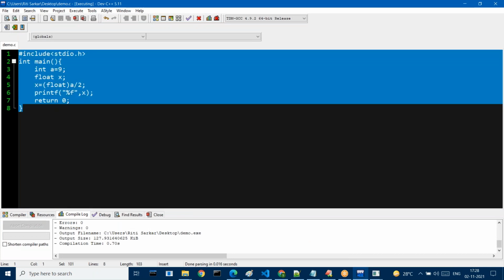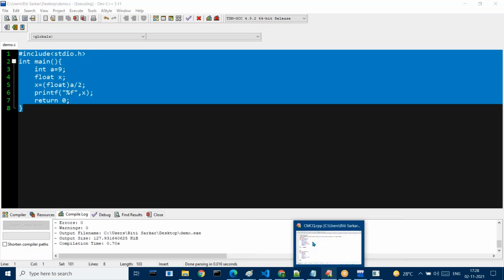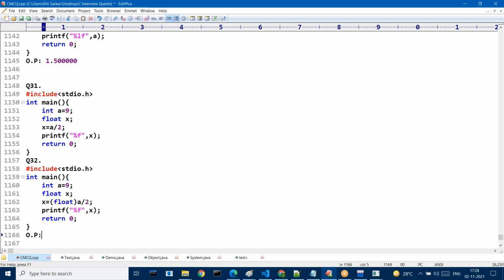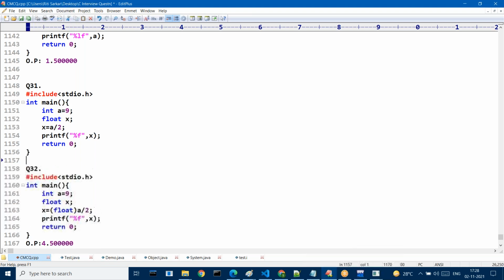So I think now you're feeling comfortable with this implicit and explicit typecasting. Let us move further. 4.6 zeros and 4.5 followed by 5 zeros. These are the two cases. Okay. Let us move to the next one.